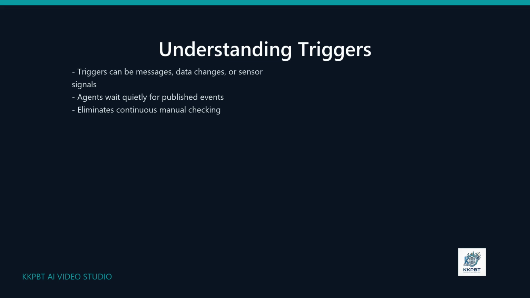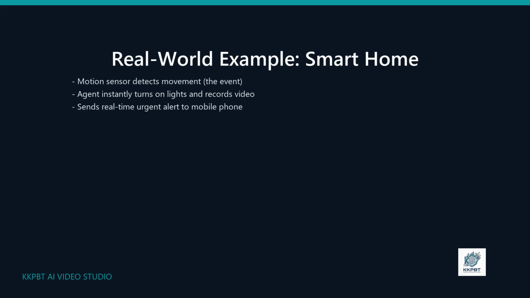So, what is a trigger? A trigger, or an event, can be anything from receiving a new email, detecting a change in a database, or even a hardware sensor detecting movement. Instead of running code over and over to check if something happened, these agents wait for the event to be published. Let's look at a real-time example: smart home security.